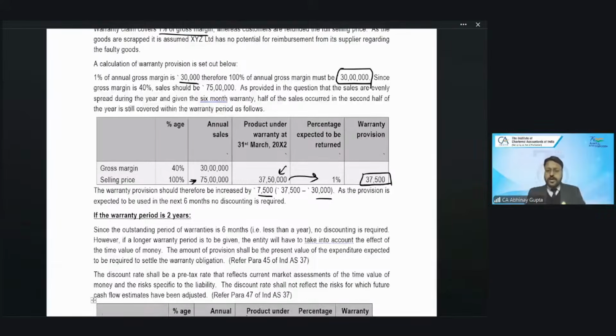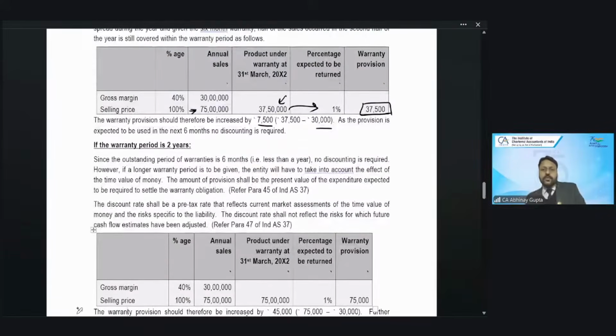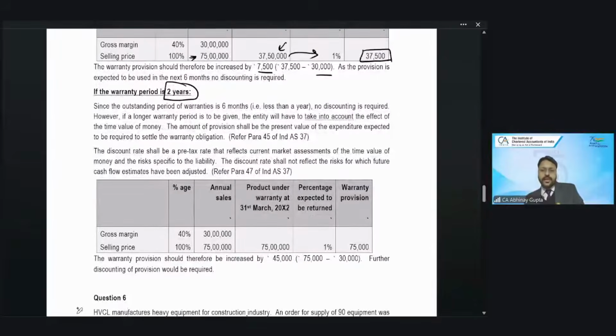Now, in case the company extends the warranty period from 6 months to 2 years, what will it mean? It will mean that the whole sale of 75 lakh will be under the warranty period. Yes, sir. The total sale will be under the warranty period. Then 1% of that means 75,000. They need to increase that by 45,000, that is 75,000 minus 30,000. So 45,000 would be the additional provision which would be required.